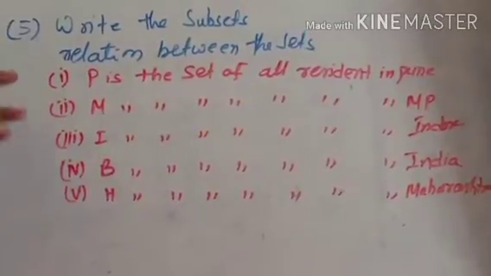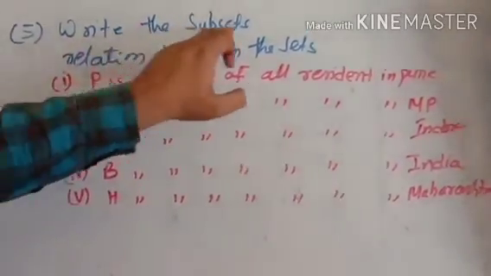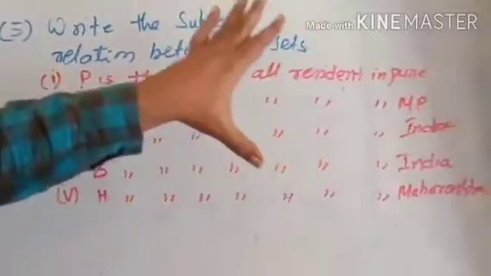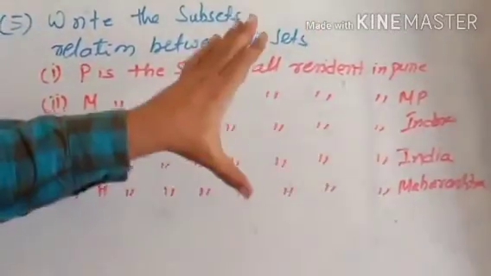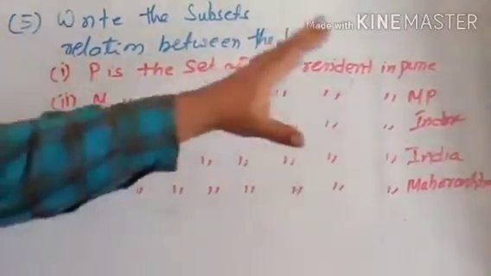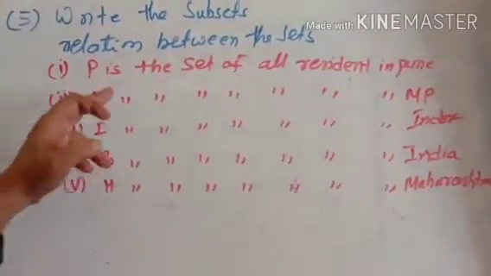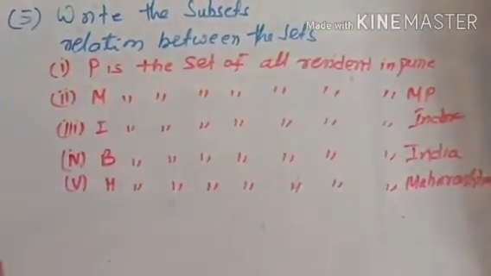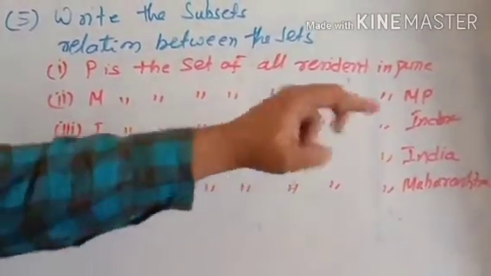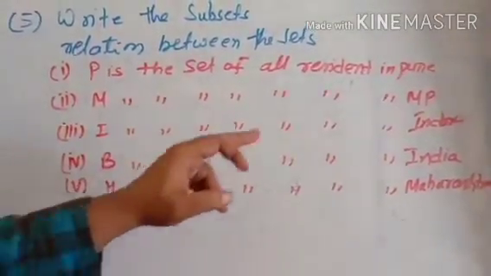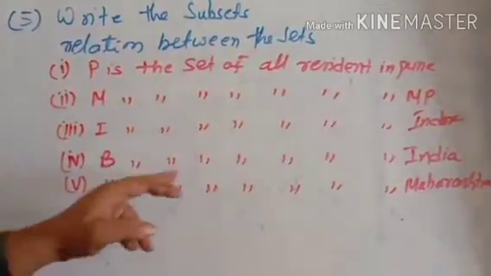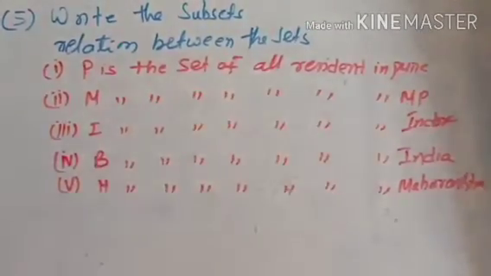Yes, our question number 5 is what? Write the subset relation between the sets. We should show the relation between all the sets. First one is what? P is the set of all residents in Pune. M is the set of all residents in Madhya Pradesh. I is the set of all residents in Indore. B is the set of all residents in India. H is the set of all residents in Maharashtra.